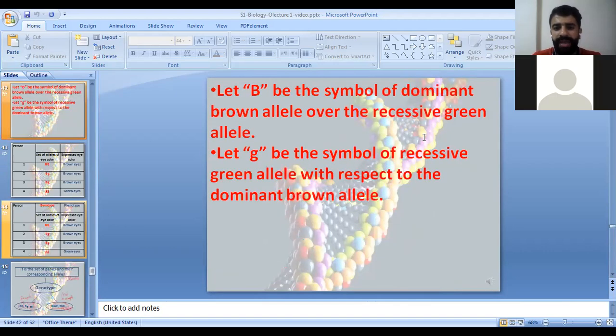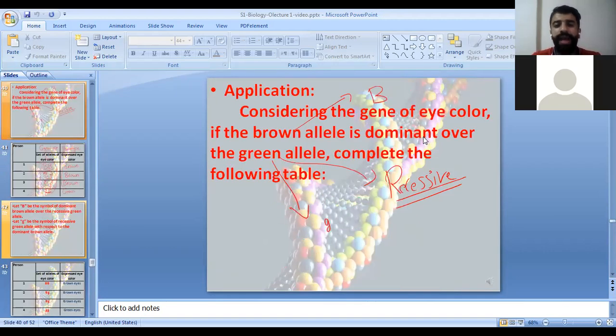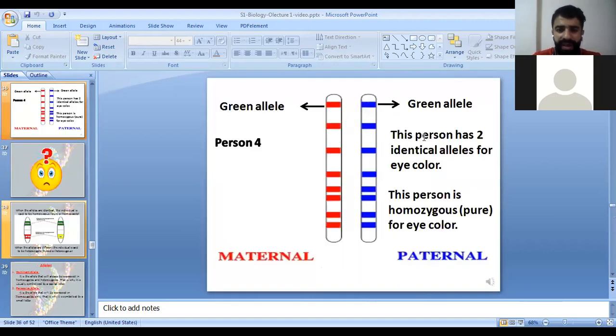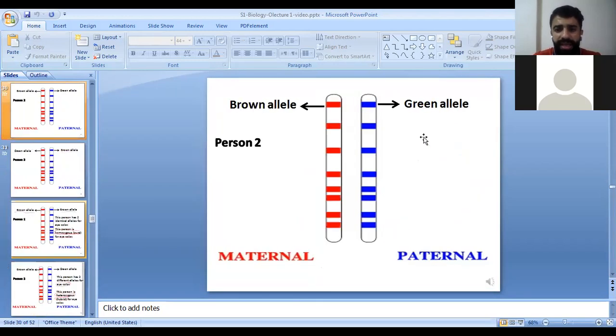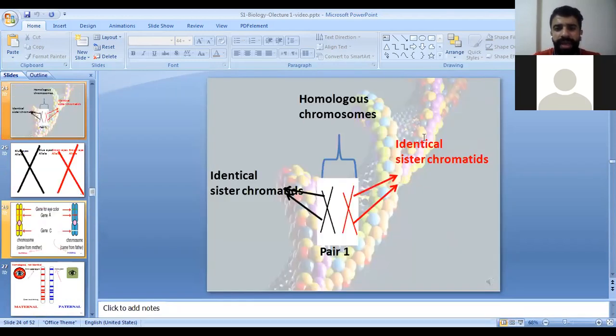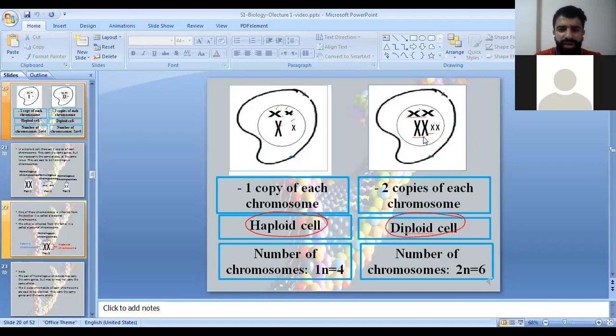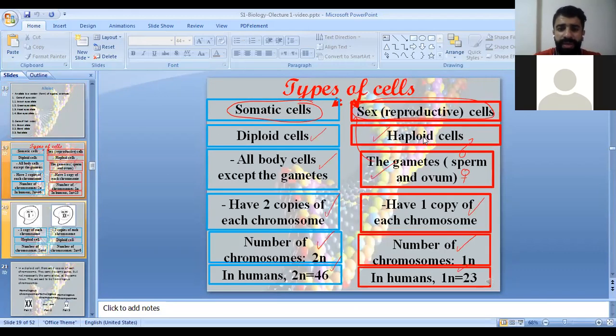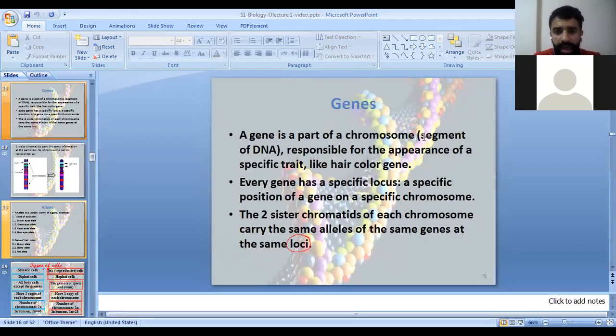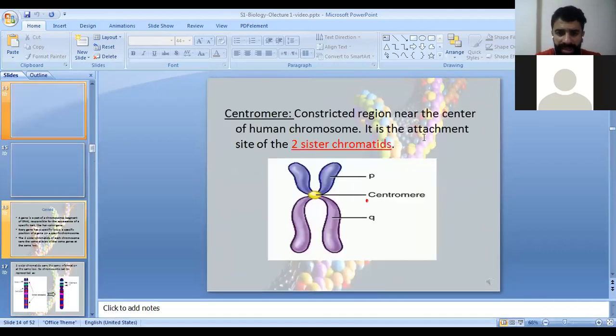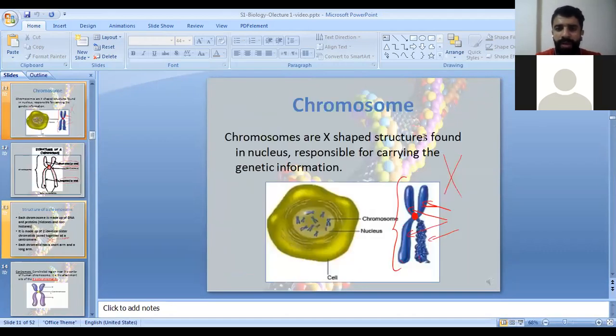Also, we identified the meaning of phenotype and genotype, dominant and recessive alleles, homozygous and heterozygous, and the maternal and paternal alleles. We also identified the difference between sex cells and somatic cells, what a gene is, what an allele is, what a chromosome is, and where the genetic information is located.